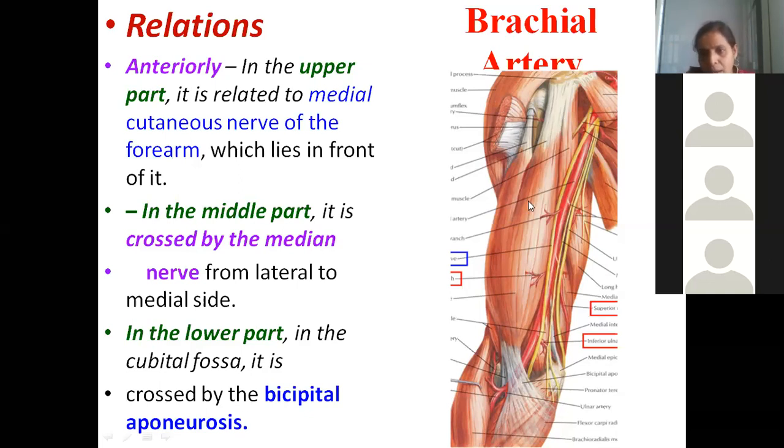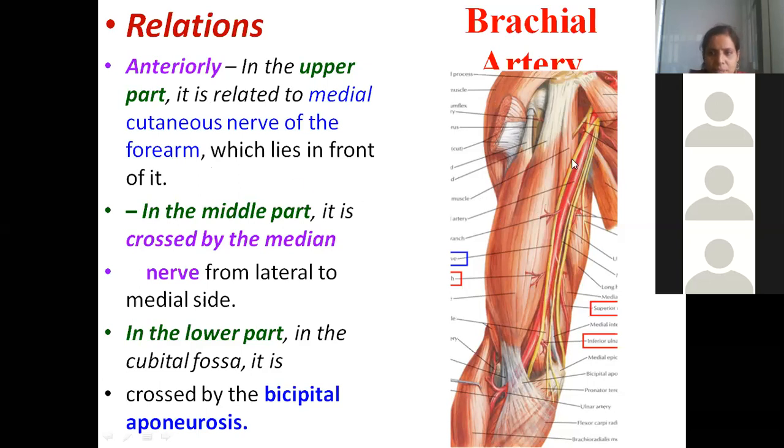You see here, this is the medial border of biceps brachii. What is the name of this artery which is running downwards? Brachial artery. Medial to the brachial artery, you find the ulnar nerve. Lateral, you find the median nerve. We will discuss these nerves later. For now, we are talking about arteries so that you know what its relations are. Anteriorly, in the upper part, the brachial artery is related to small nerves, the medial cutaneous nerve of the forearm.